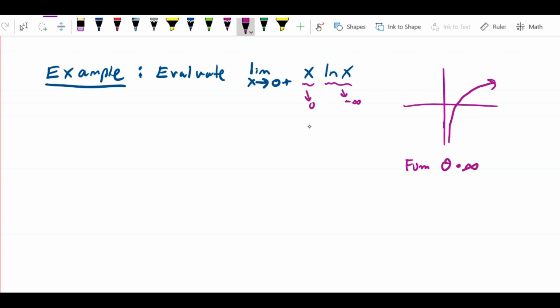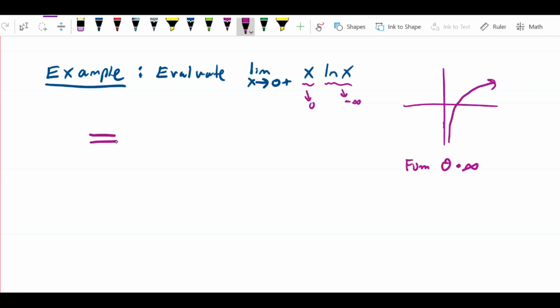So these two forces are kind of tugging on each other in opposite directions. One of them wants to make it 0, one of them wants to make it infinity, and which one of them is going to win out? We don't know. That's why it's an indeterminate form. So now, why is this a L'Hopital's rule indeterminate form?